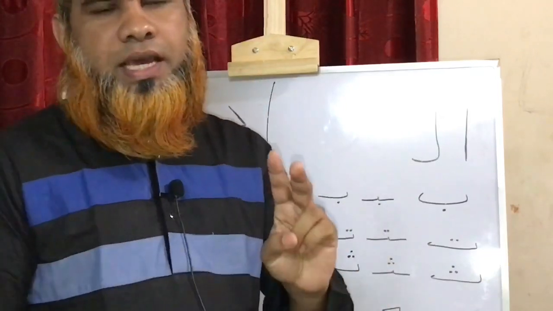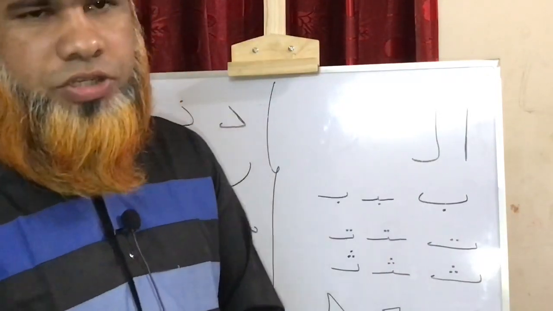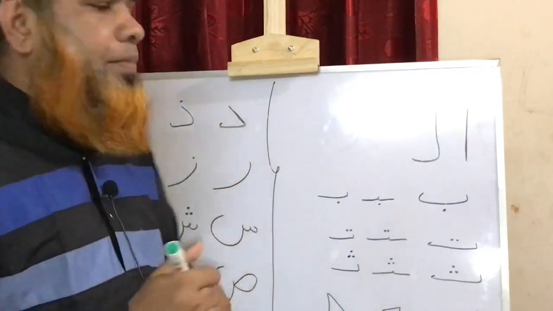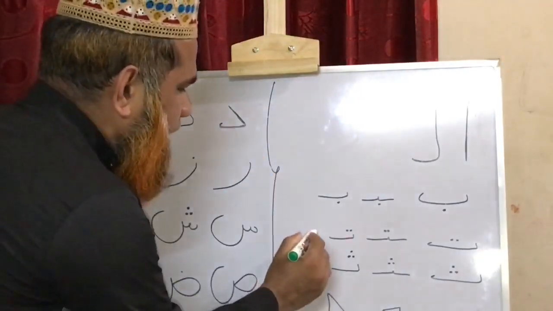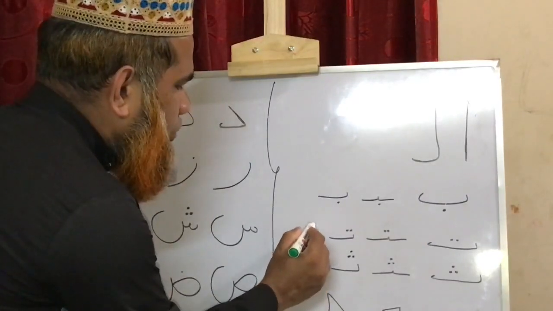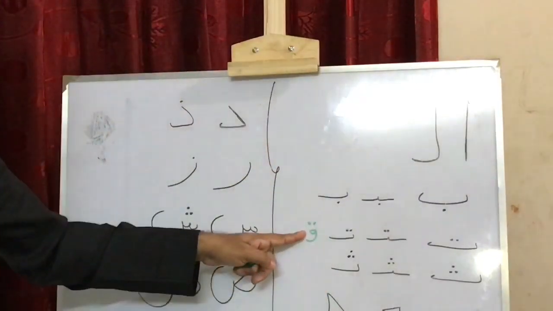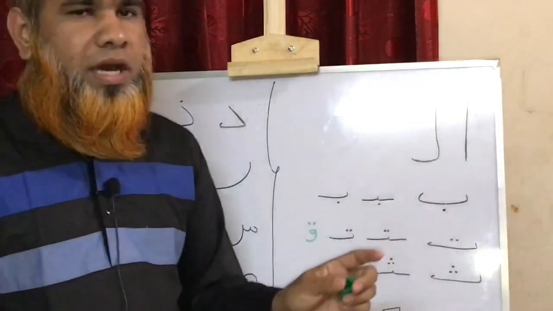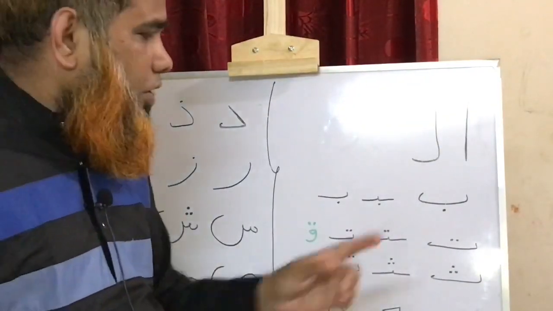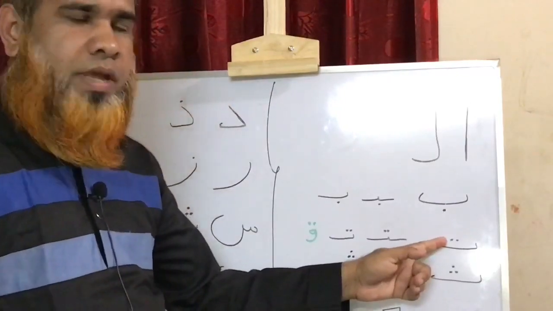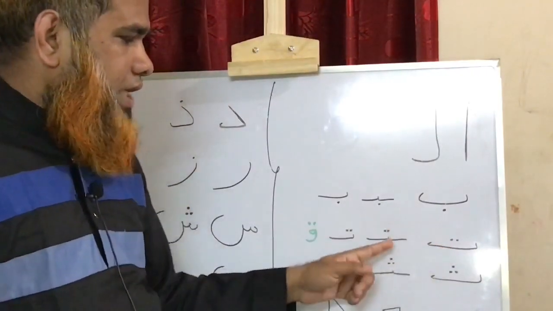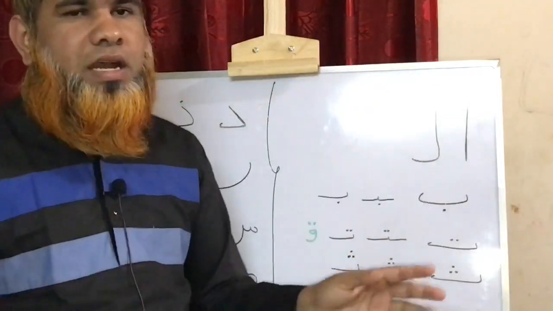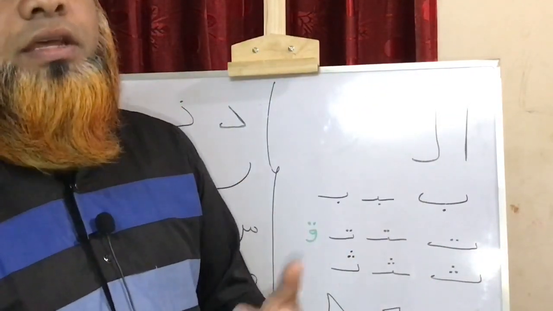2 letters are there who got 2 dots at the top. One is ta, another one is qaf. But qaf will have a circle and 2 dots. If we see a circle and 2 dots on top, it will not be ta. But if we see only 2 dots at the top, as we see here and here, without a circle, that will be ta.